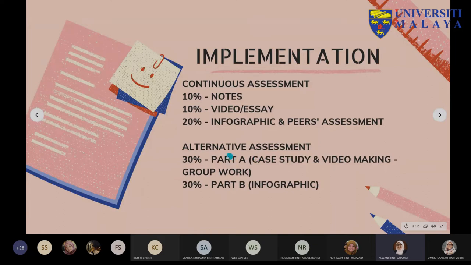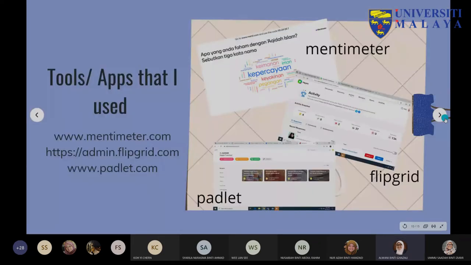And the alternative assessment is divided into two. One is early, I think week number 8, because I consider that a formative assessment, as I've covered the whole part of that particular segment that they have to know. And then the second part was done on week 12. So, let's have a look next.